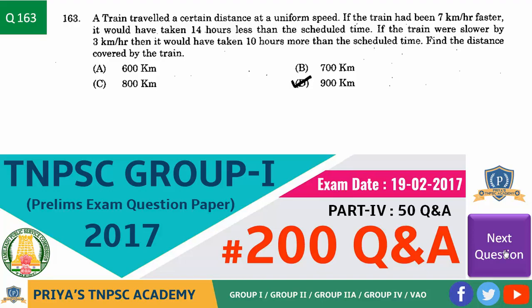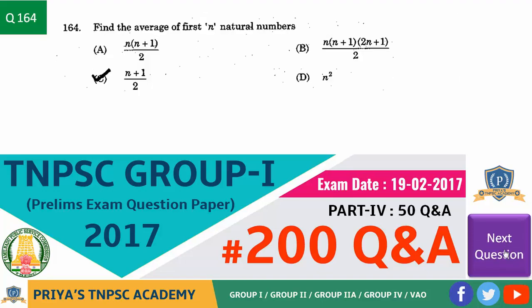Please work out each sum. We will give the explanation with the answer in the next video. Next question. Find the average of first n natural numbers. Answer is option C, n plus 1 by 2.